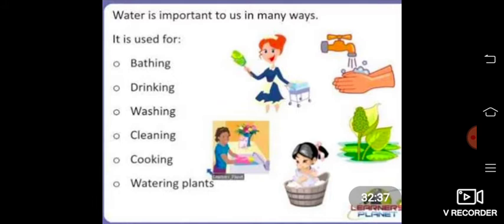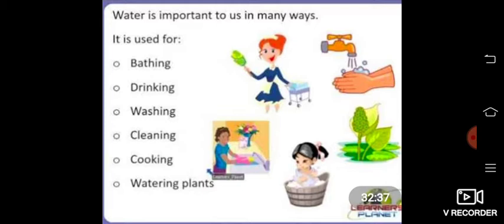What are the uses of water in our daily life? Water is very important to us in many ways. It is used for bathing, drinking, washing, cleaning, cooking, and watering plants. We use it daily for all of these. We also need it for growing plants, because plants give us food, right? To grow all the plants, we need water. We must water all the plants, then only will they grow nicely and give us food.